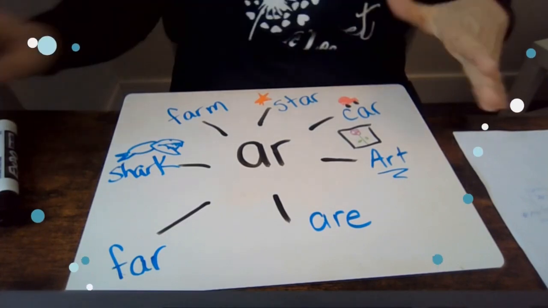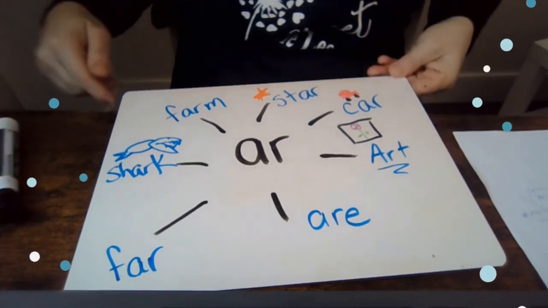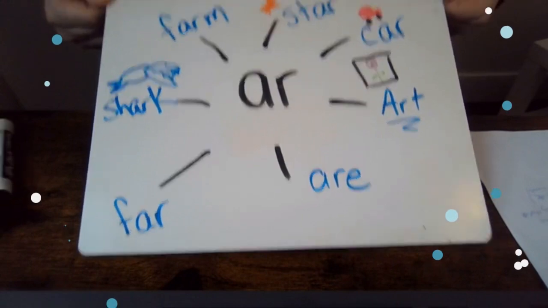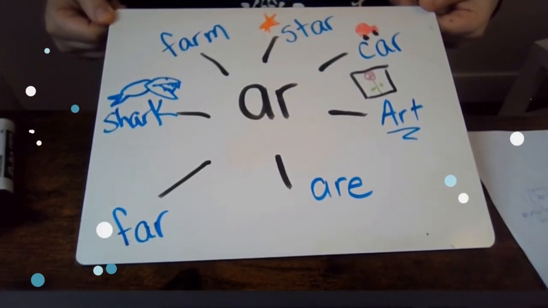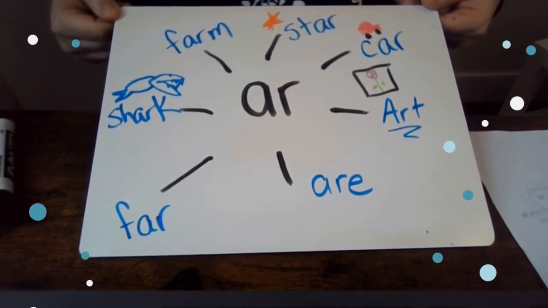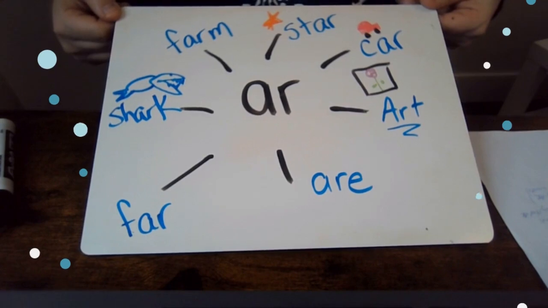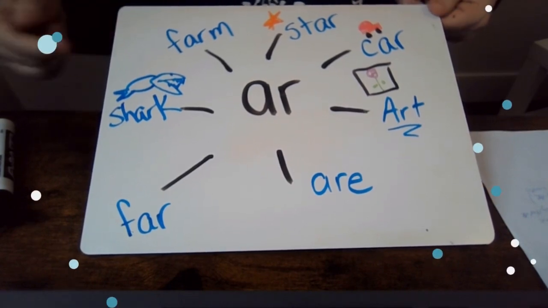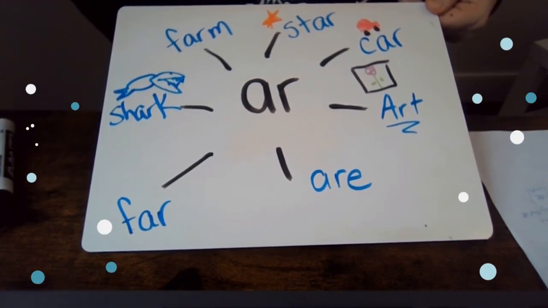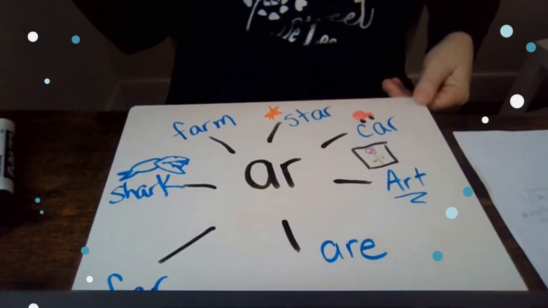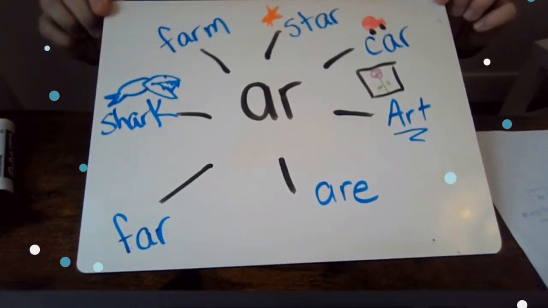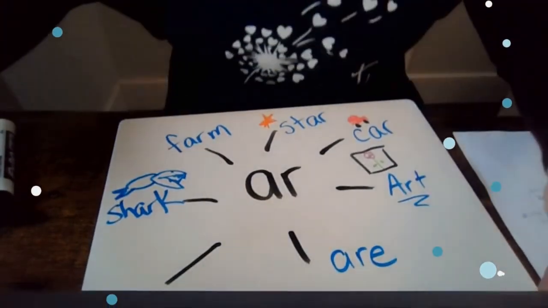Farm, I could probably draw some animals. So you get the picture. You're going to make a word splat of our words and maybe some pictures. Yeah, have fun. Far. How am I going to draw far and farm? I wonder. All right, have a good time brainstorming your words and making your word splat.